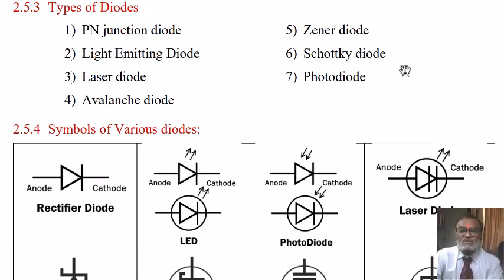Schottky barrier diode is a diode which is having the interface with the metal and semiconductor, and therefore the forward cut-in voltage of the diode will be reduced and speed of the diode will be increased.